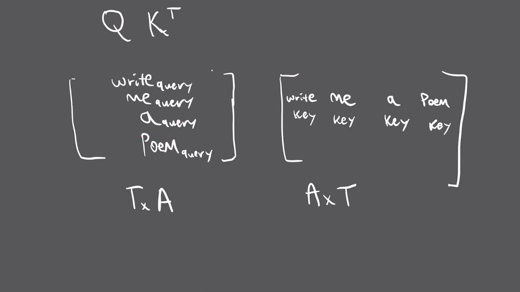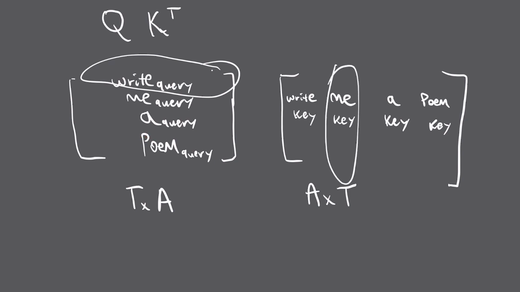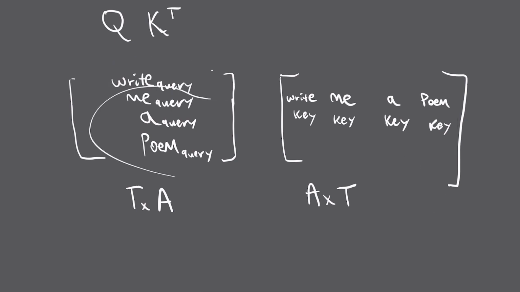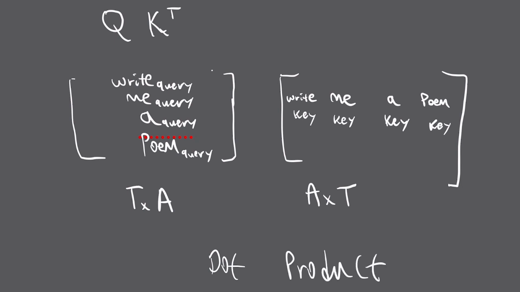When we think about what this matrix multiplication is doing, we have the query for write dot producted with the key for write. Then we have the query for write dot producted with the key for me, the query for write dot producted with the key for A, and the query for write dot producted with the key for poem. The same thing is done for every other query; all the queries and keys get dot producted. If you recall the dot product operation from linear algebra, it is supposed to be a measure of how similar two vectors are to each other. I'll have a separate explanation for that right after this clip, which you can jump to.